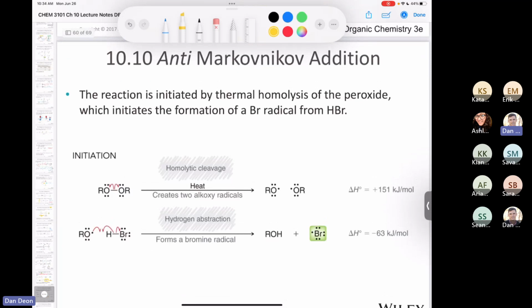So let's take a look here. It says, when the reaction is initiated by thermal homolysis of the peroxides, which initiates the formation of a bromine radical from HBr. So that's really just kind of a spiel for saying, okay, if you take your peroxide, so remember you have HBr and an organic peroxide, the first thing that happens is that the peroxide is going to break apart to give you a pair of radicals. And the reason why is because it doesn't take much energy to break that bond. So we end up with a radical, and then our radical can react with our HBr, and what you end up forming is a bromine radical. And so it's this bromine radical that is going to react with our alkene.